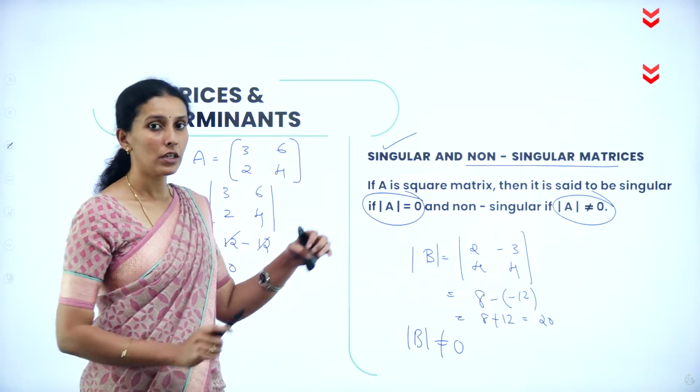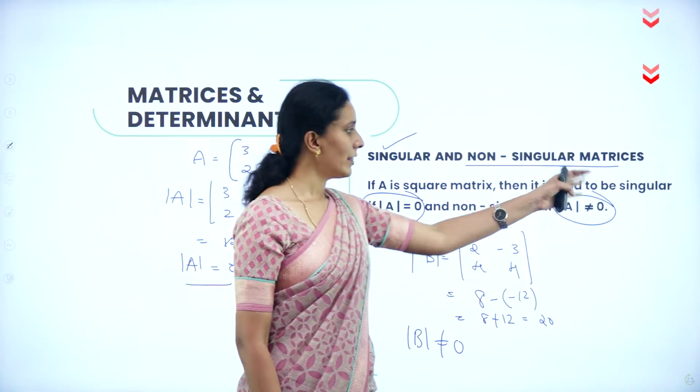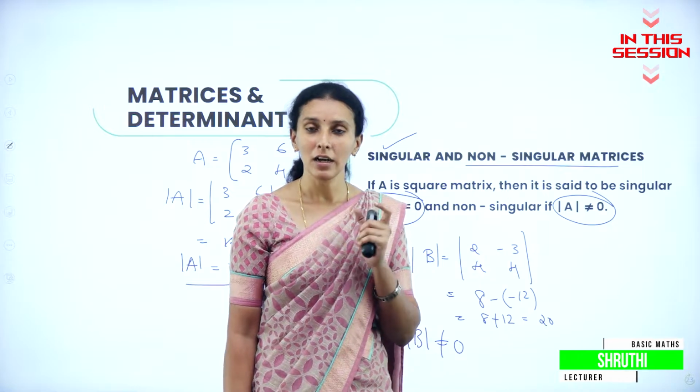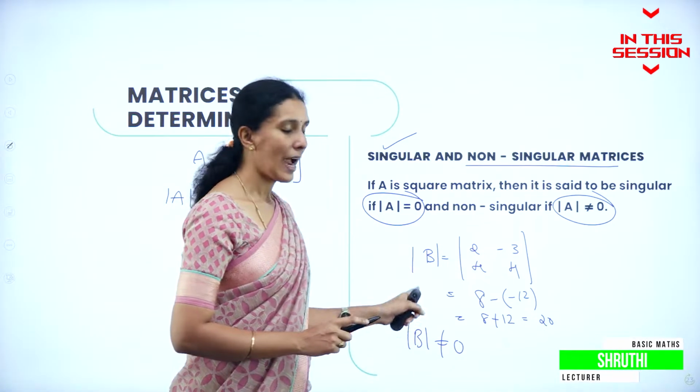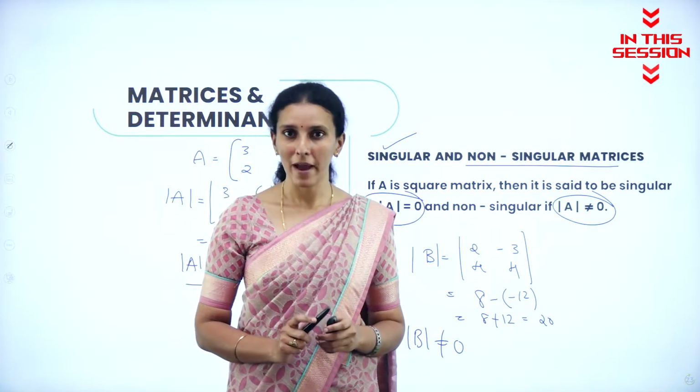If the value of the determinant is not equal to 0, then they are called non-singular matrices. So therefore here A is a singular matrix and B is a non-singular matrix.